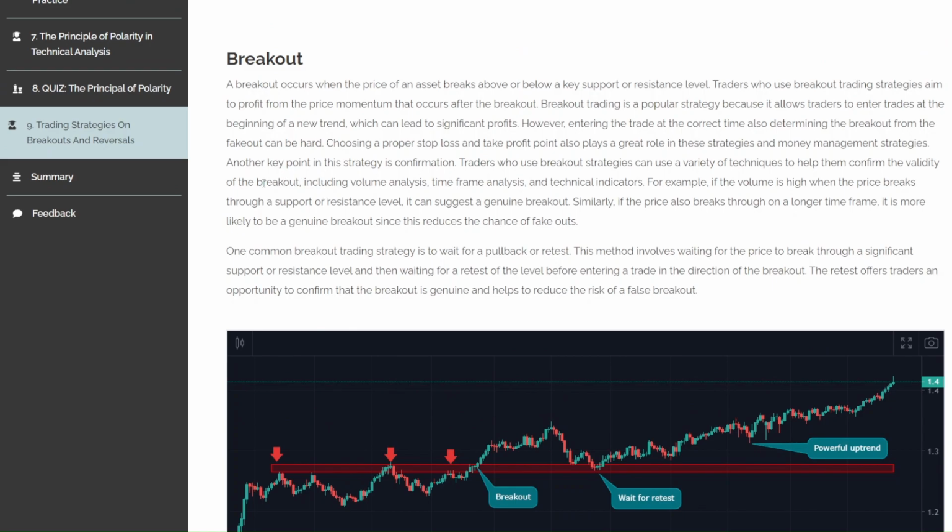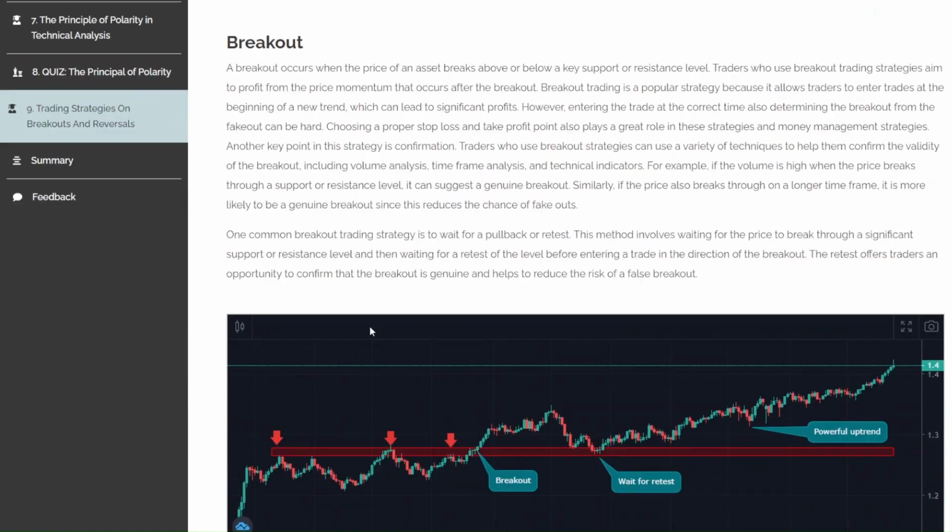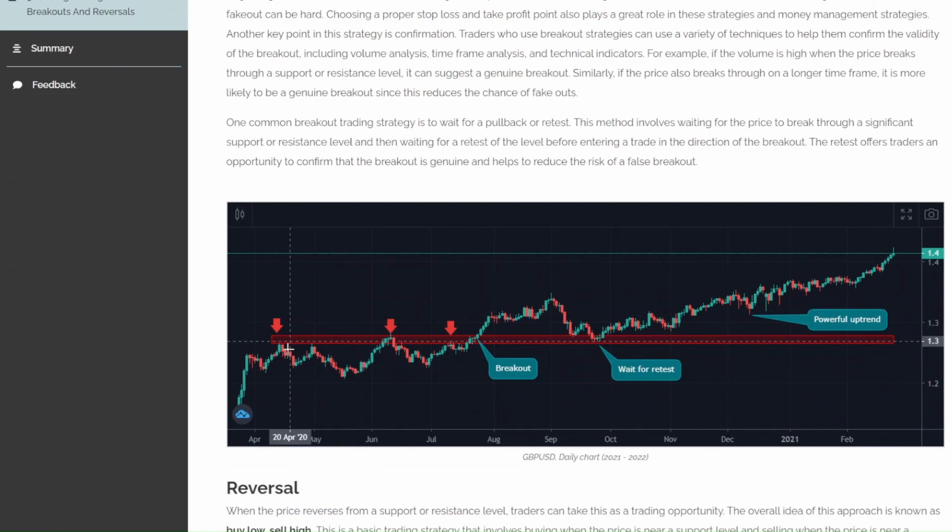Let's go back to the two types that traders can utilize for trading support and resistance levels. One of them is breakouts and the other one is reversal. Let's talk about breakout. A breakout is when price breaks a zone. Like here, it's a resistance zone, and we are seeing a breakout.